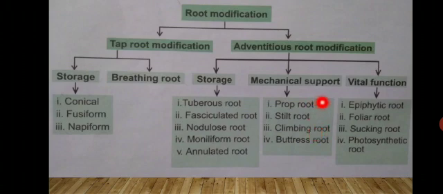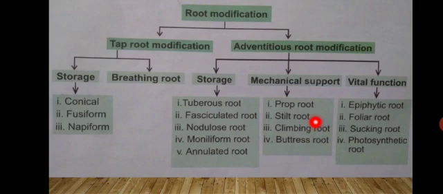The prop roots are nothing but pillar-like roots. That pillar-like root can be present in the Indian banyan tree. In Tamil we say alamaram. That alamaram can have pillar-like roots that arise from the side branches. Then the next one is called stilt root.